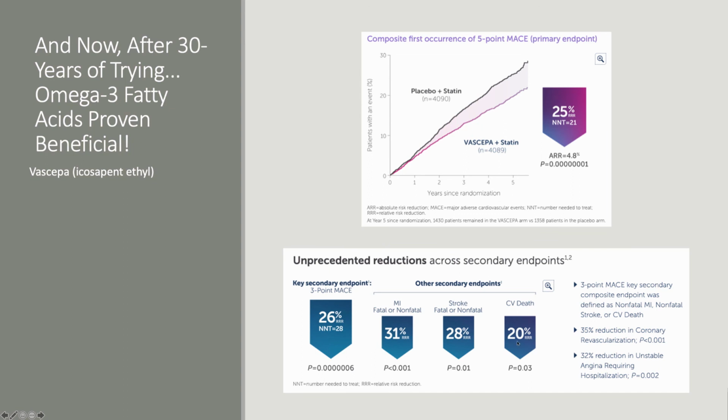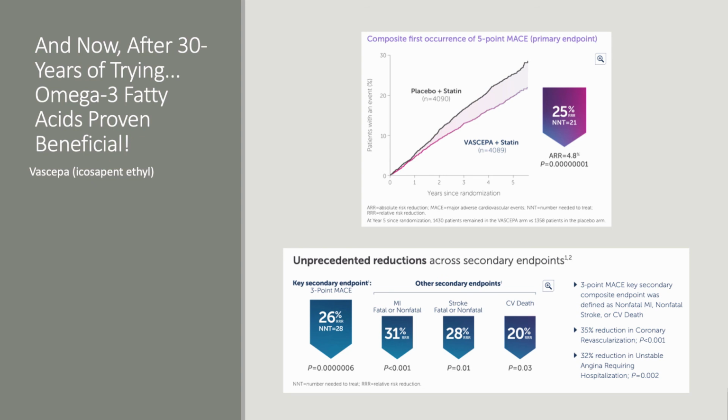When we look at them together, we reduce them 26%. When we look just at MI, whether fatal or non-fatal, those come down 31%. Stroke, both fatal and non-fatal, come down 28%. And cardiovascular death comes down 20%. This is huge for fish oil, for crying out loud.